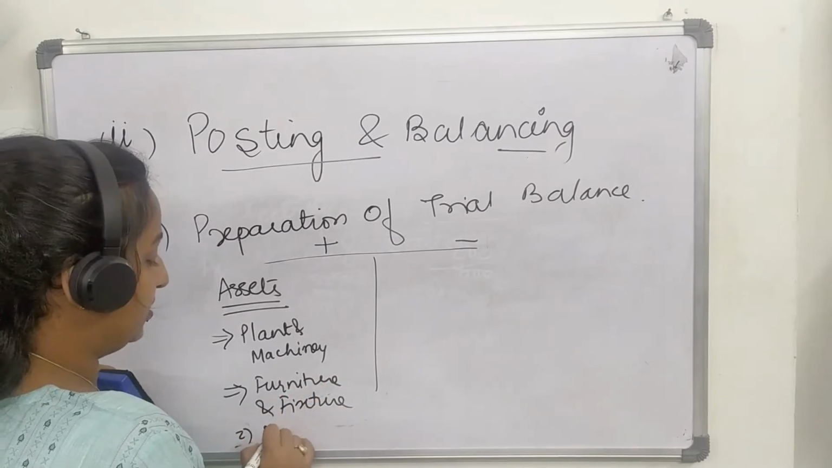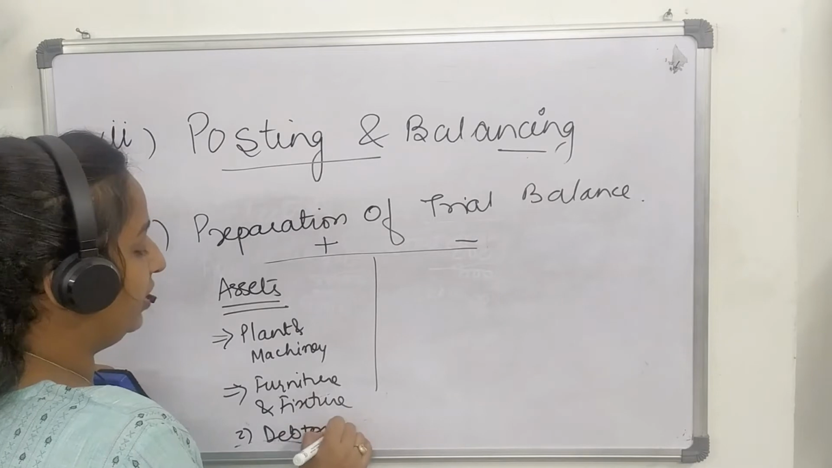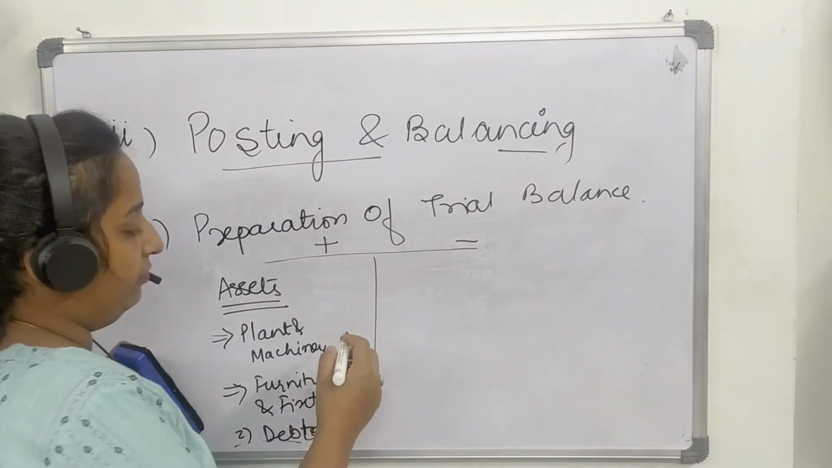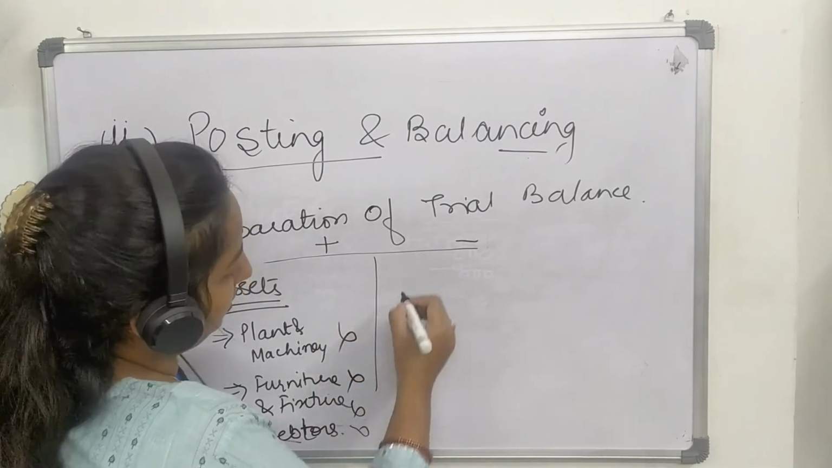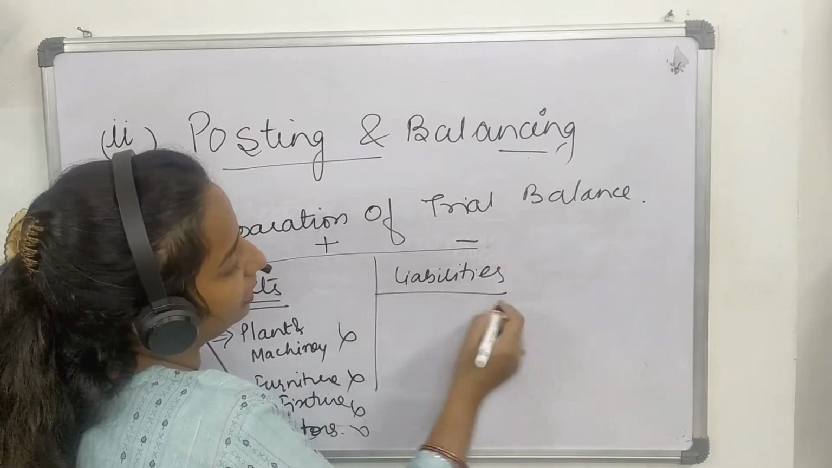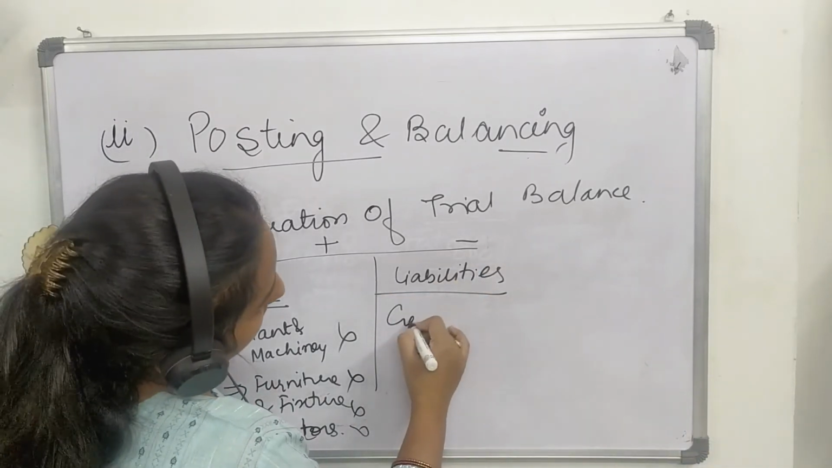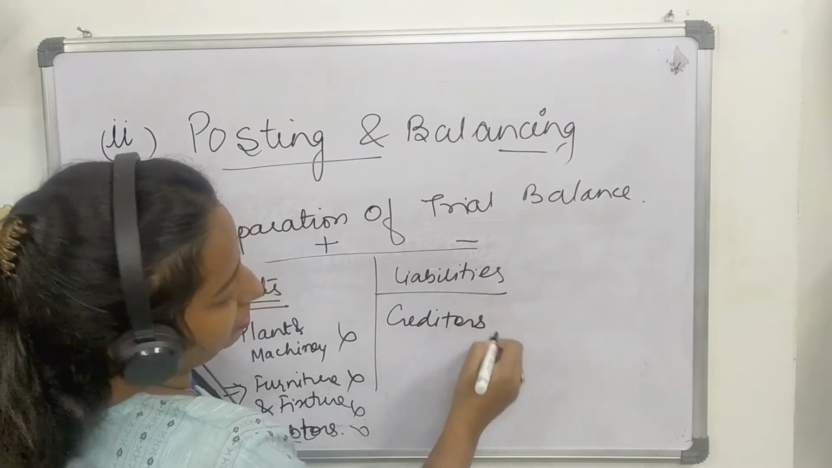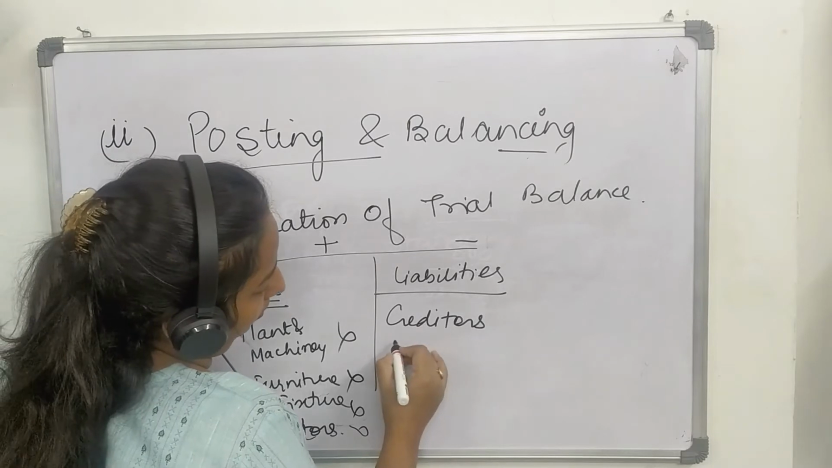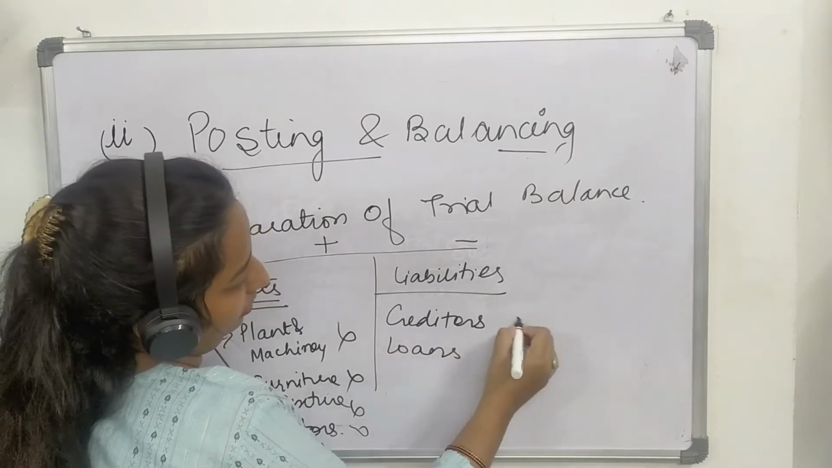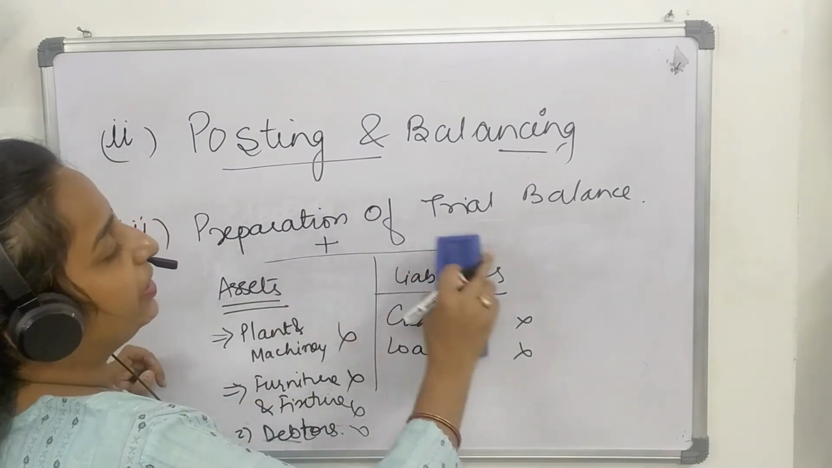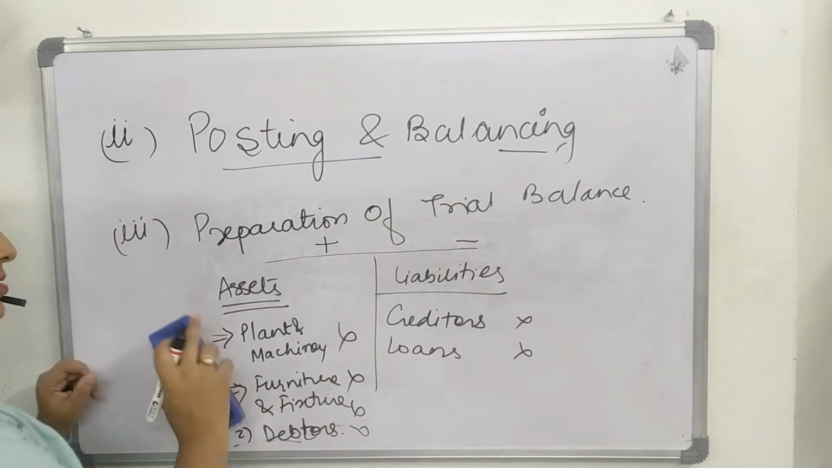Similarly, we have debtors. Debtors are the persons to whom we are selling the goods and from whom we need to recover money. We will have the balances of them. Similarly, we'll have liabilities. Liabilities means the things we need to pay in future, like creditors from whom we have purchased the material, and loans. We will put all the balances and accordingly we will have the preparation of trial balance.